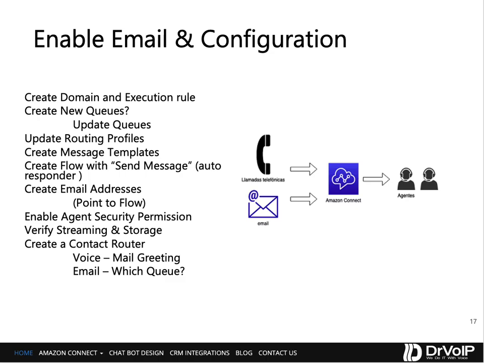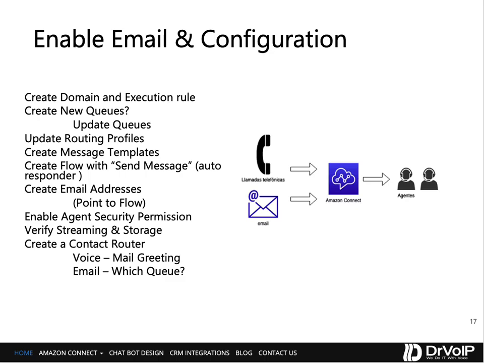Then we'll create some email addresses. These email addresses are going to point to the flows that we just created. We'll verify that the agents have the correct security permissions to make use of email. We'll verify streaming and storage, and we'll also then create a contact router.